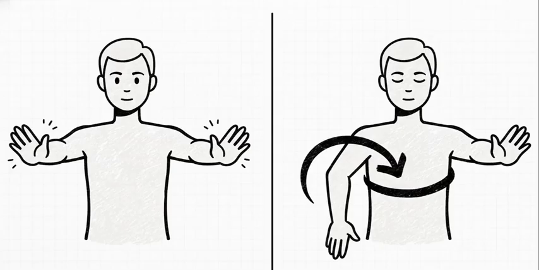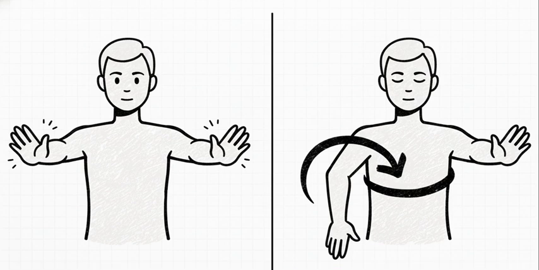Okay, let's talk about a classic sign of an upper motor neuron lesion, pronator drift. Here's what you do. You have your patient hold both arms straight out in front of them with their palms facing up to the ceiling. Then, you tell them to close their eyes. If there's a UMN lesion, you'll see the arm on that weak side start to drift down, and the palm will turn inward. It'll pronate.